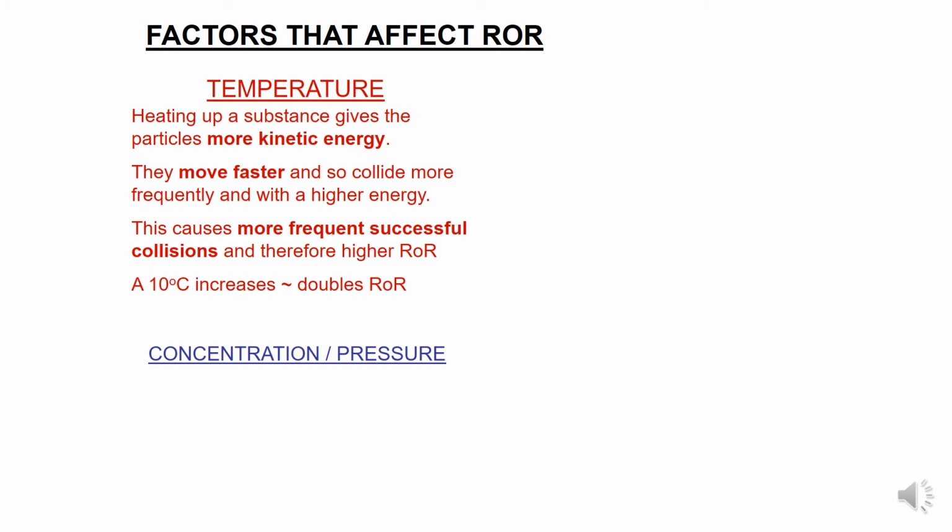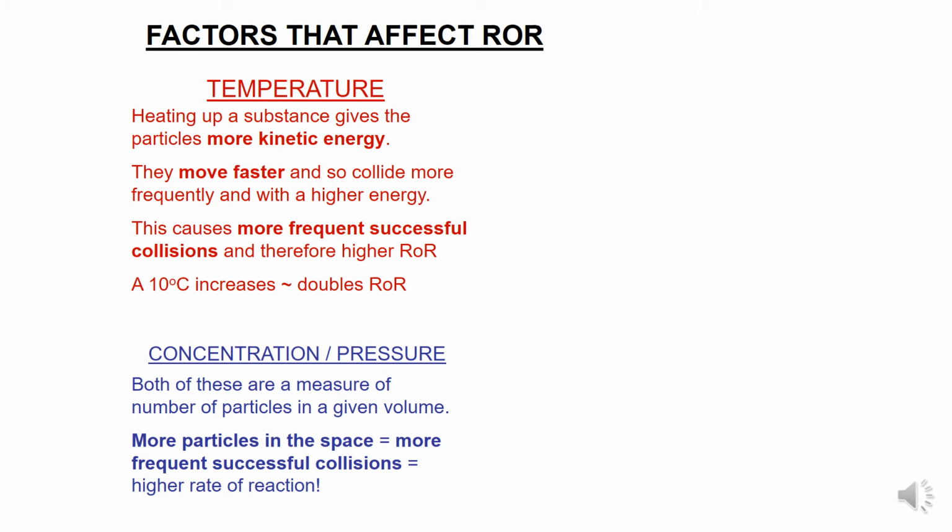Now the next thing to look about is concentration and pressure. Now they come under the same heading here, because both of them are a measure of the number of particles in a particular volume. Concentration is the number of particles in a volume of solution, and pressure is a count of the number of particles in a volume of gas. So they both affect rate of reaction in the same way. As I've already said, both are a measure of particles in a given volume. If there are more particles in the space, you get more frequent successful collisions and therefore a higher rate of reaction. It's that simple.